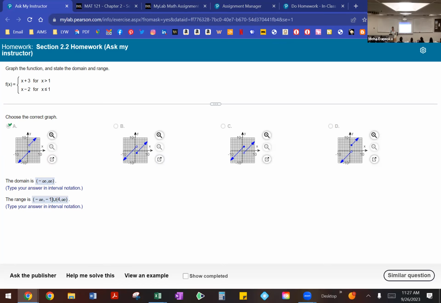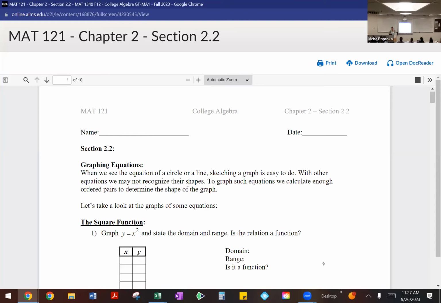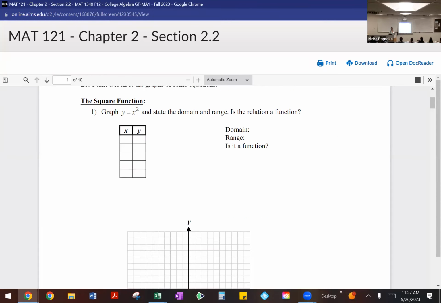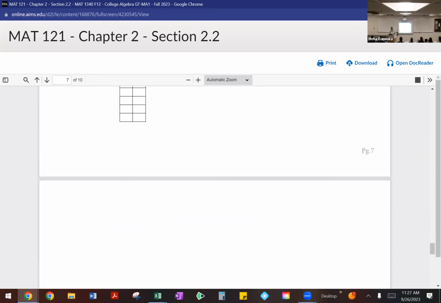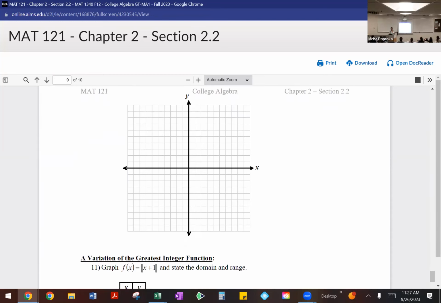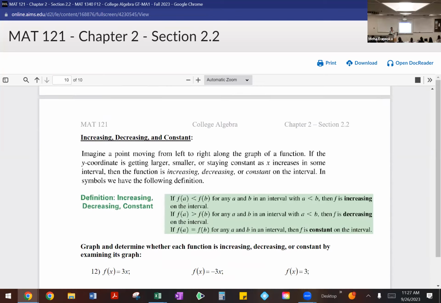Alrighty, very good, guys. So let's get back to the last part of our 2.2. So we needed to start with the greatest integer function.